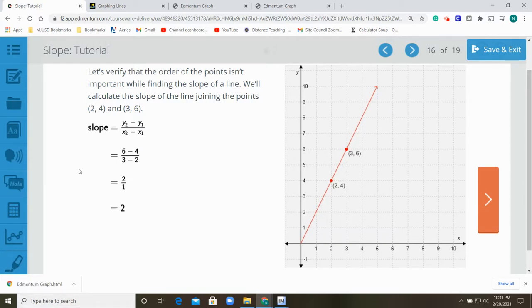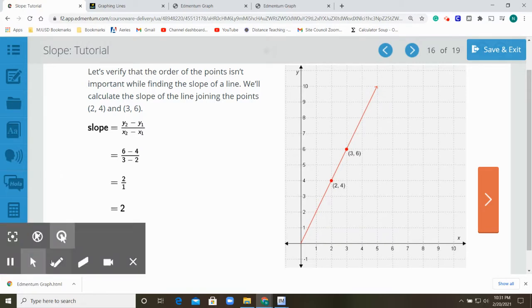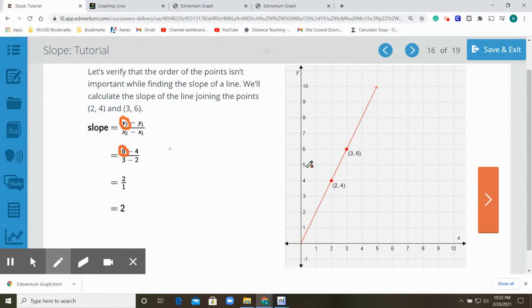So let me get back to it. Okay, so using our colors again, y2 is y2 because it goes x, comma, y in our pairs.